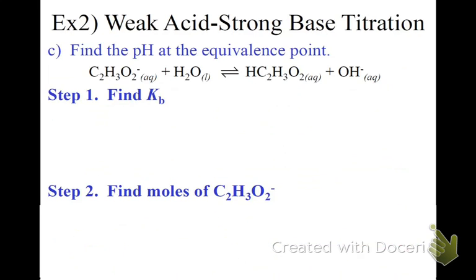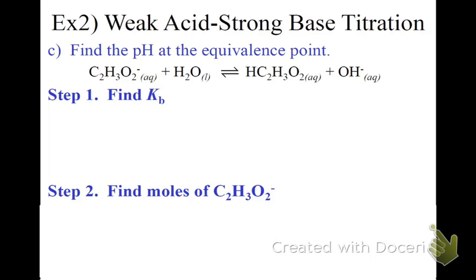So we need to find the pH for this particular equivalence point, with this reaction going on. We have the conjugate base of acetic acid reacting with water to produce these two products. The first thing we need to do is find the Kb. Since this is now a basic reaction, we're not going to be using the Ka anymore, because we're not dealing with acetic acid, we're dealing with its conjugate base.